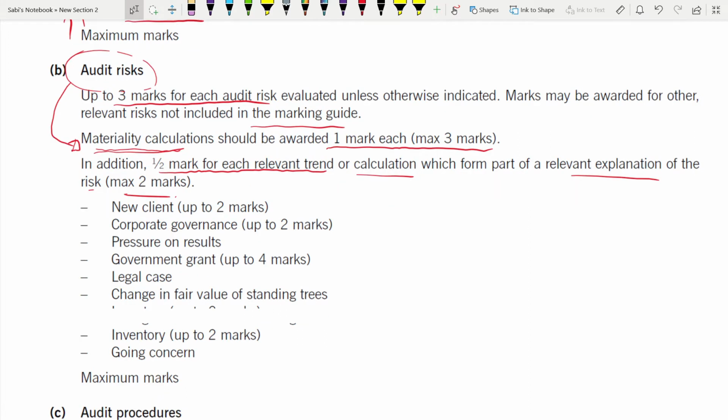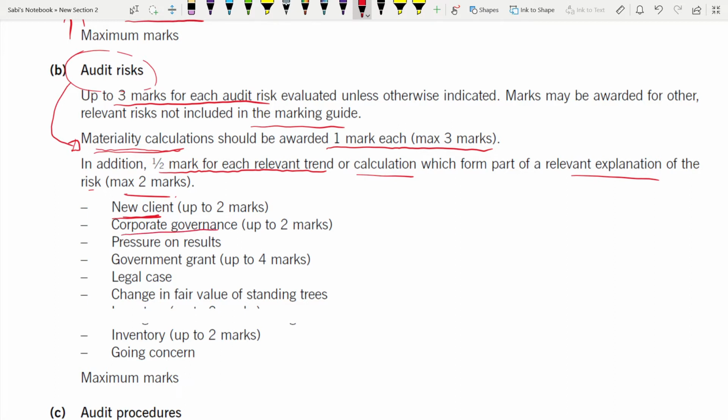So how are you going to get the 2 marks? Okay. This is, see, I told you, new audit client. When it's a new client, it's a risk because you're not exposed to their industry risk, right? For the first time, you don't have the experience, so it's a risk. Audit is new client.